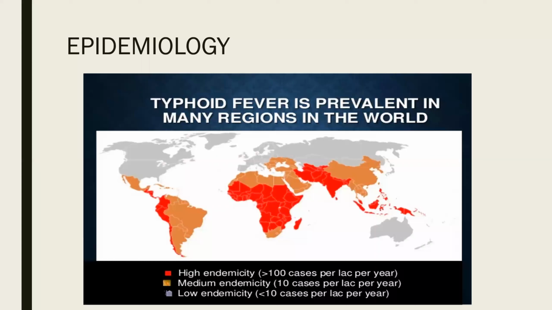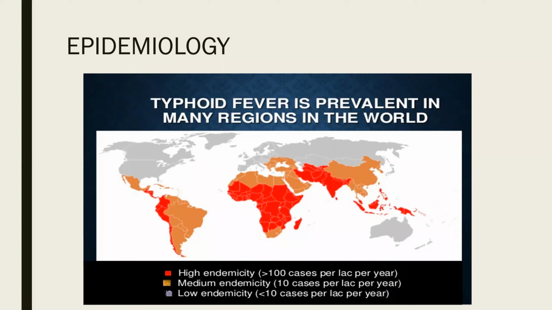Looking at the endemicity of typhoid, in our part of the world, most of sub-Saharan Africa, everywhere in red that you can see on the world map, has high endemicity of typhoid. You can see that Ghana falls into this category because we are here in Africa. So in Ghana, enteric fever is endemic.